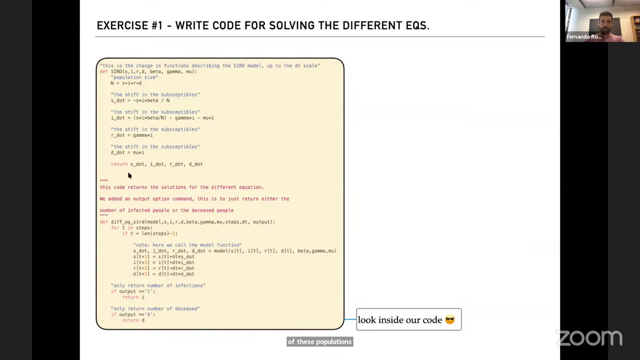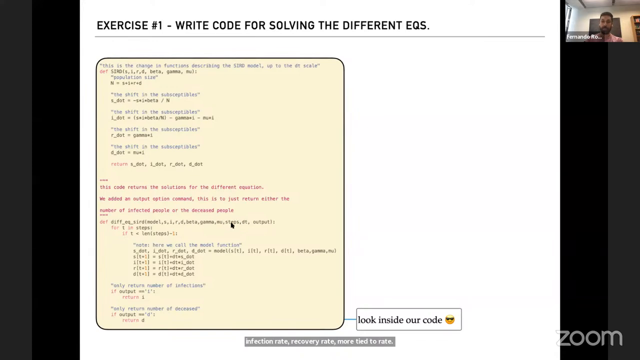Now, this is the first function, an equation that returns how these populations change. And there is a second function, which is the solver for the differential equation. Basically, we have to give it the model, which in this case will be our CIRT model, which you can tune if you want to a different thing. And then we will have the different populations, which will be lists of susceptible, infectious, recovered, diseased. The parameters of the model, which I remind you are infection rate, recovery rate, mortality rate.